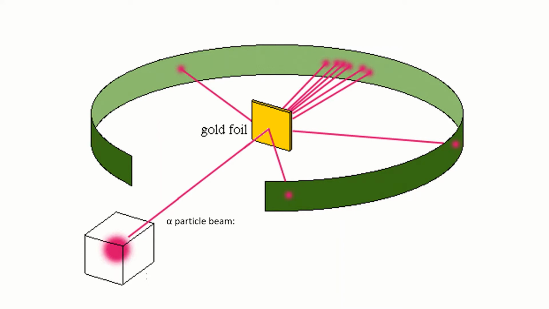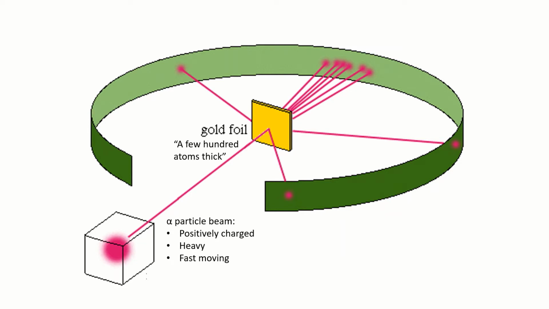Alpha particles, and the important properties of alpha particles in terms of the experiment, are that they're positively charged, they're quite heavy for particles, and they're fast moving. That means they have quite a lot of momentum, and it takes quite a strong force to deflect them.